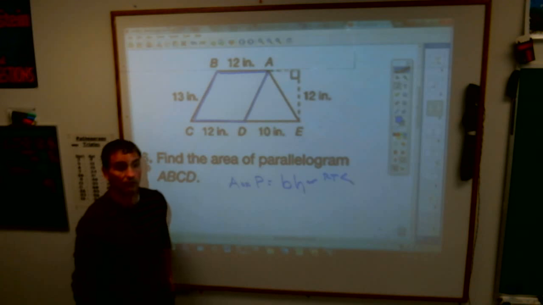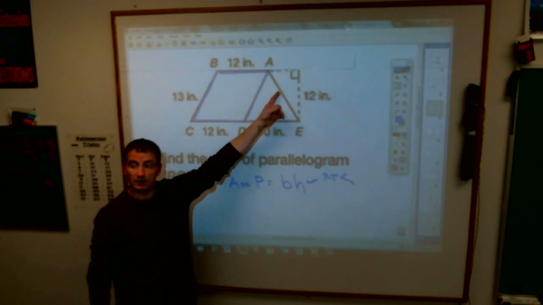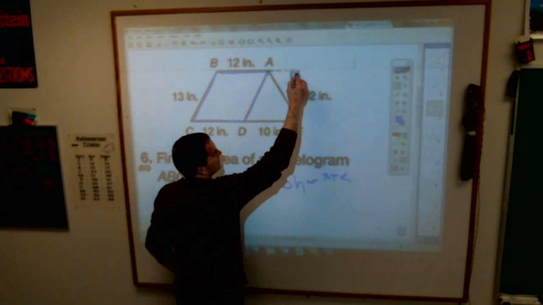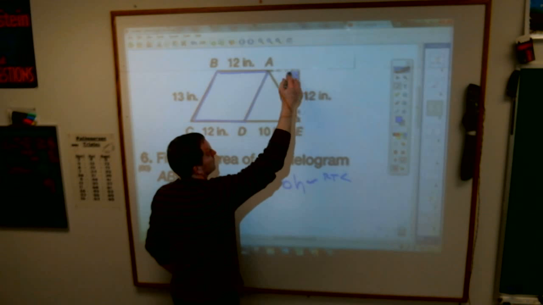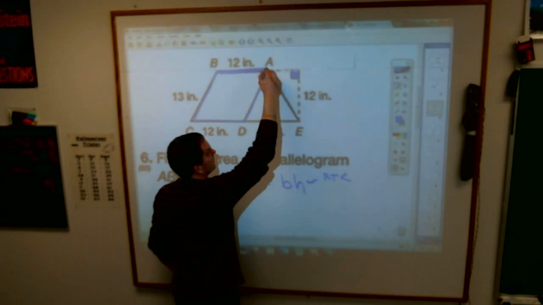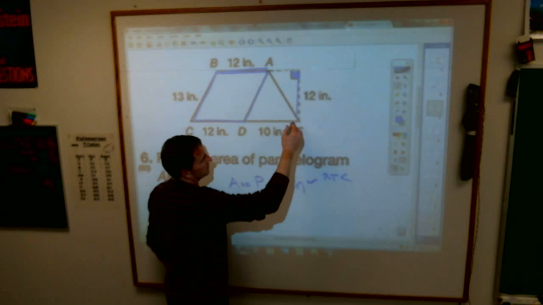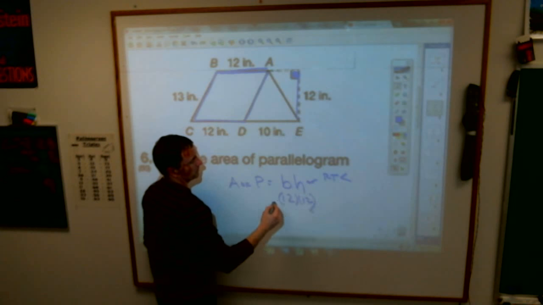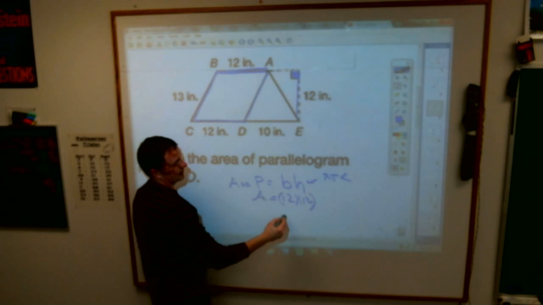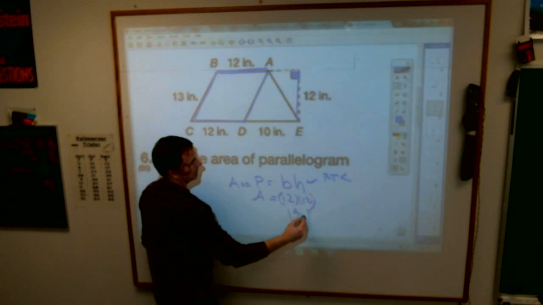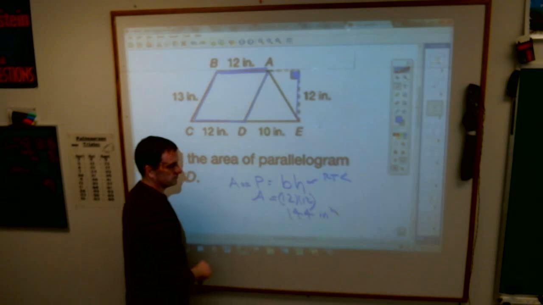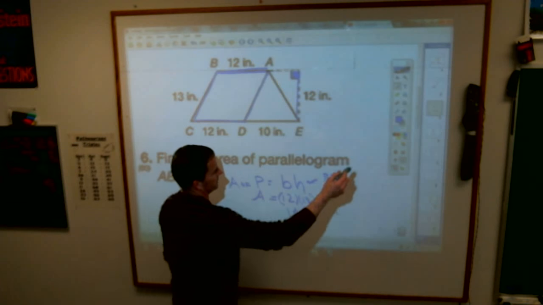I would look for a small little tiny square that they put between two lines, and oh look, once they give you this, you know your base and your height because they're the two lines that make the square. This one and this one. 12 times 12 is going to be my area, which is 144 inches squared.